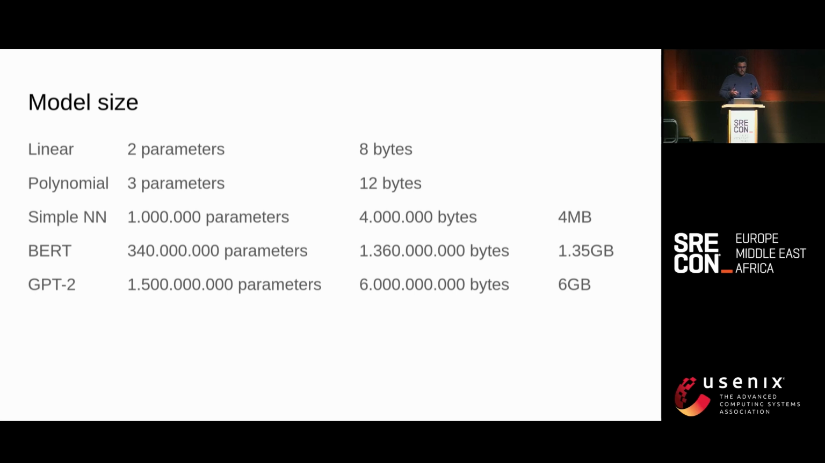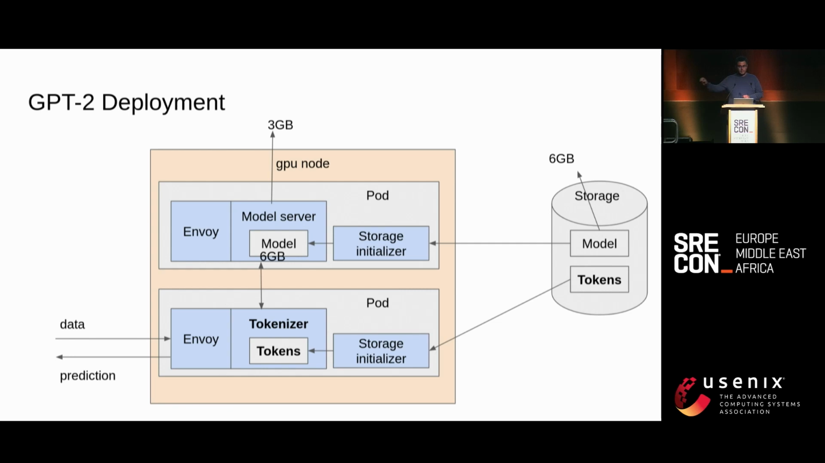1.5 billion parameters reflect to 6 GB of file. A 6 GB file that will be stored in the storage location and fetched by the storage initializer. So it will be stored in the disk of the pod, the volume of the pod, to be opened by the model server to copy it in the memory and then copy it in the GPU memory. That's an extreme number of copies of the same data across the different pipeline for deployment. That's just about the deployment.